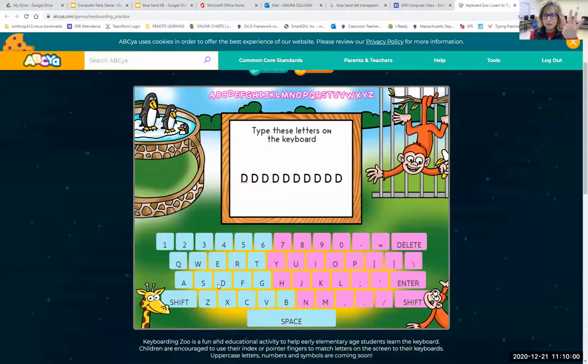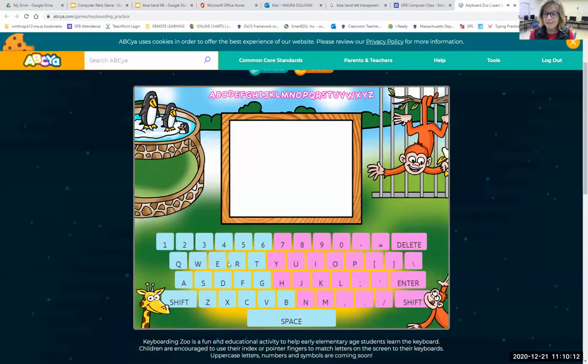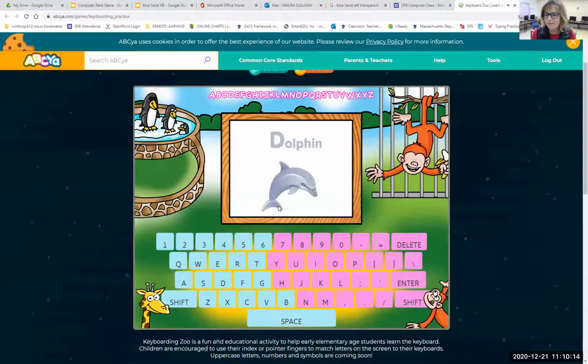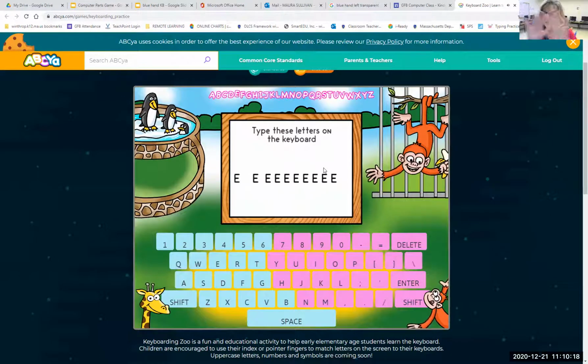Remember, we're just doing the first 4. It's a D. Look where D is. It's right in that middle row where the A was. D. And D is for dolphin. Dolphin. Boys and girls, when you see the dolphin, you are done. D for dolphin, D for done.